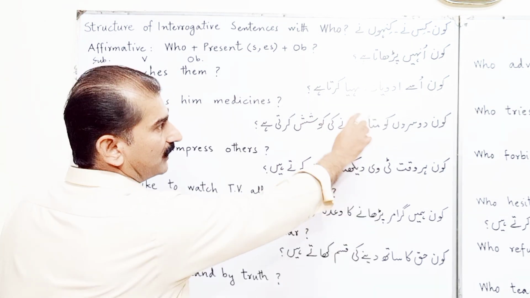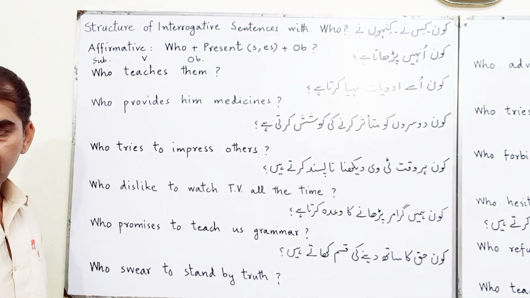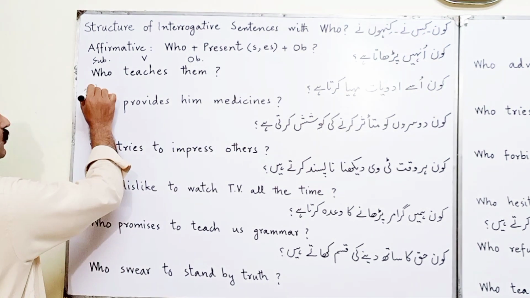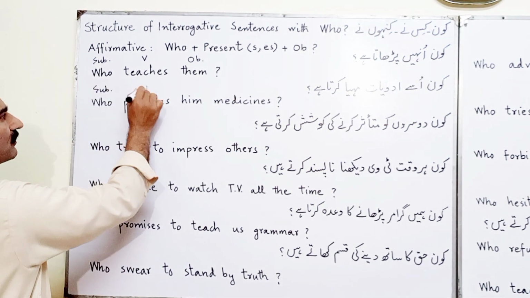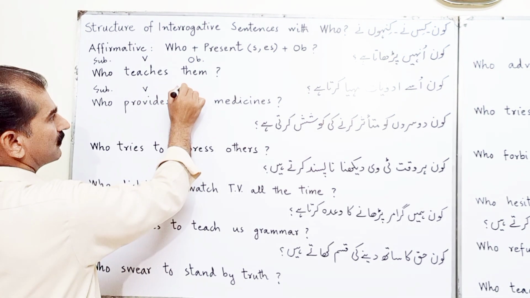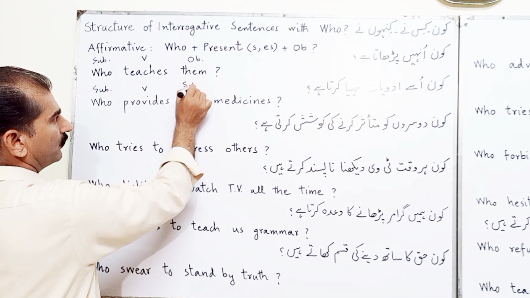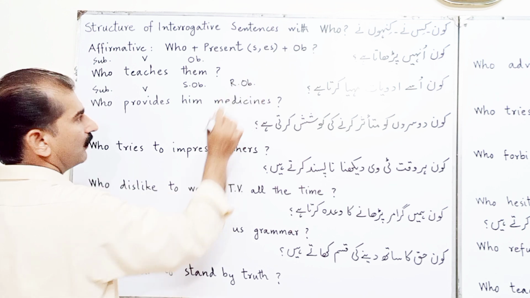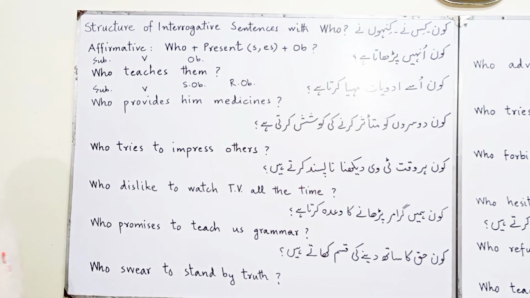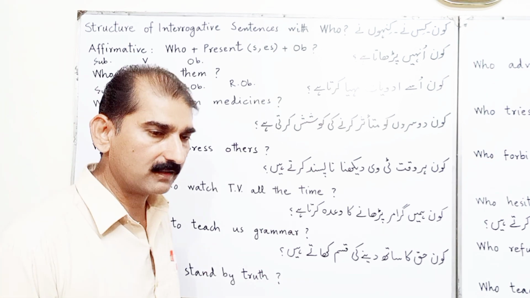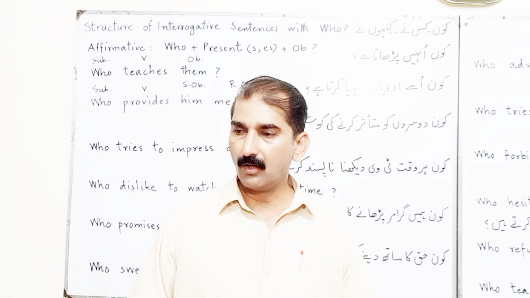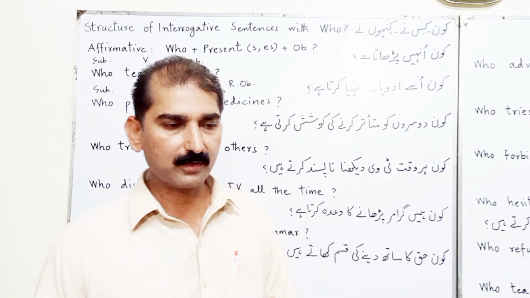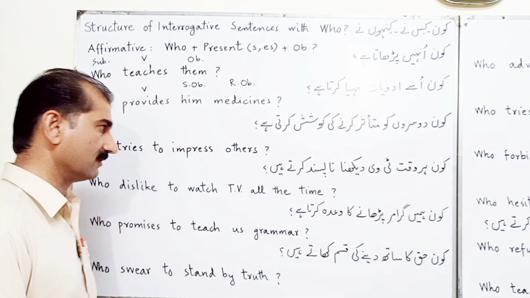Similarly, who provides him medicines? Who will become the subject, provides will become the verb, him is the second object or casual object, whereas medicines are the real object. As we have learnt about the real object, second object and adjacent object, in today's sentences we will try to use all kinds of the objects in our sentences. But gradually we will proceed from simple to the more complex or complicated sentences.